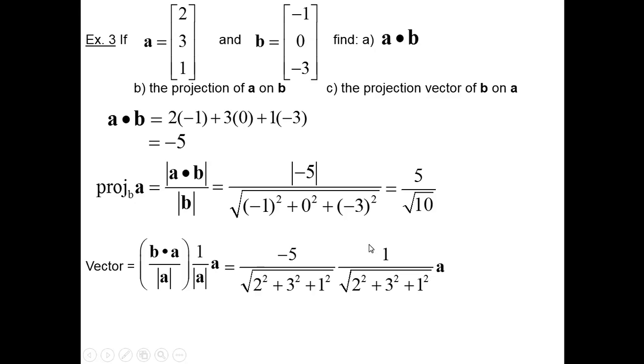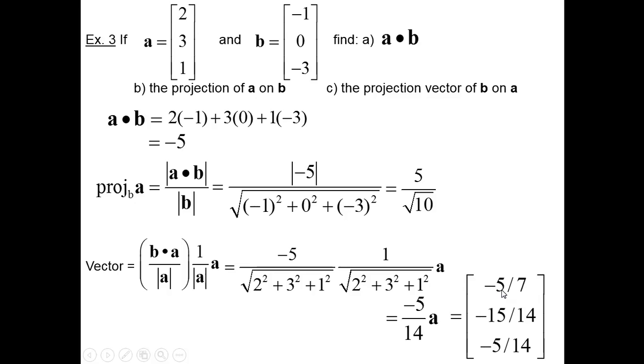So if you crunch all these numbers together, -5 becomes your numerator. Your denominator, I think this is the square root of 14, but times itself is just 14. Times vector A, we're looking for a vector here. Remember, vector A was 2, 3, and 1. So if we multiply that vector by -5 over 14, that gives us -5 over 7, -15 over 14, and -5 over 14. So that is the projection vector of B onto A.